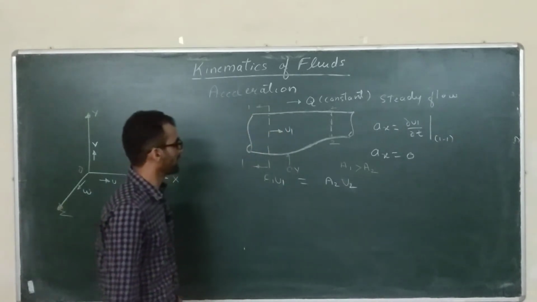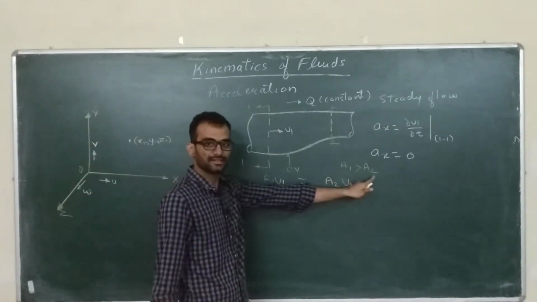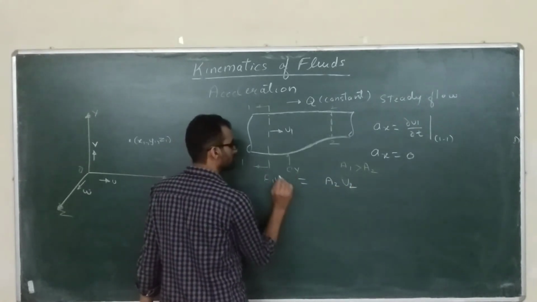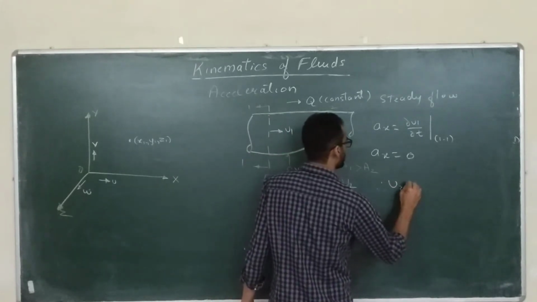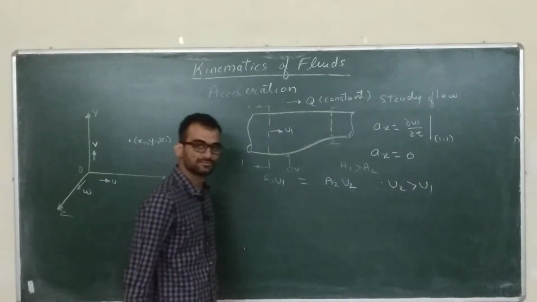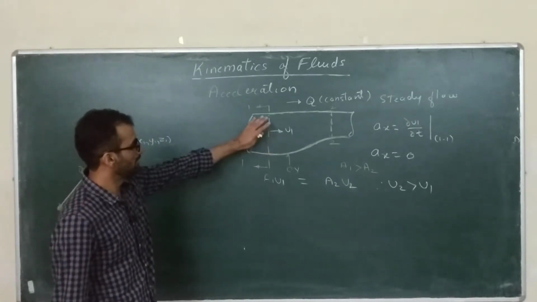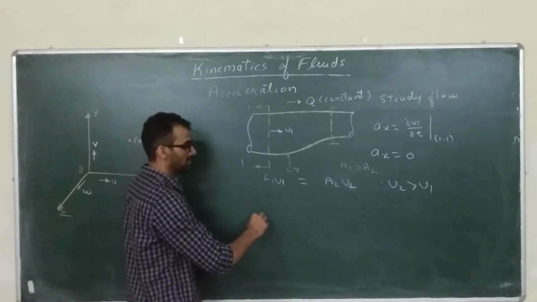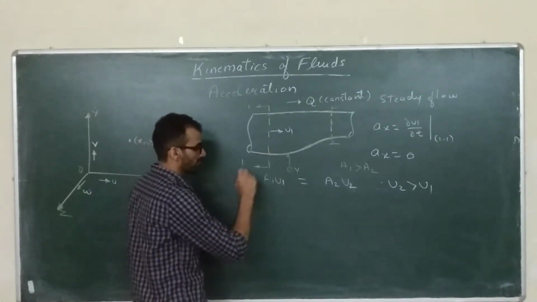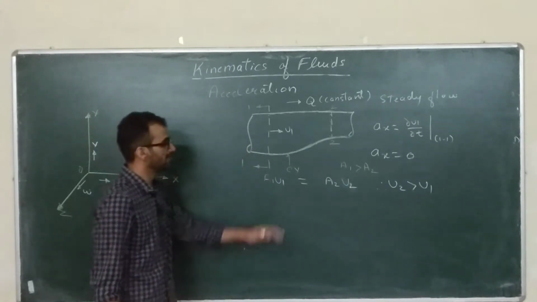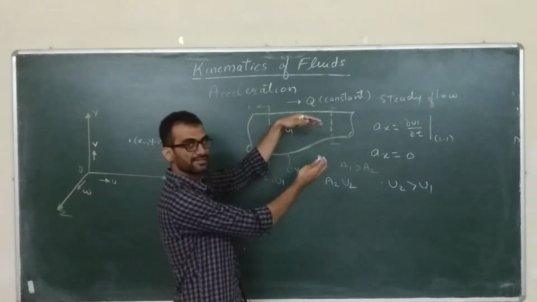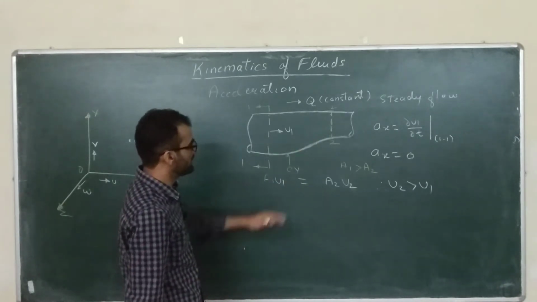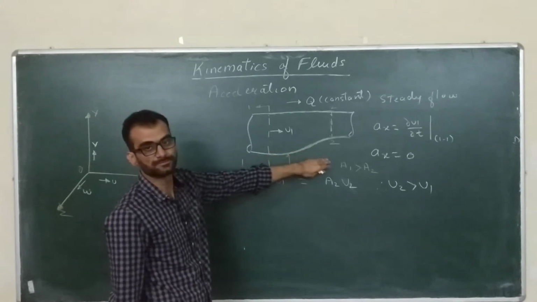Now area A1 is greater than A2. It means what will happen? Therefore U2 will be greater than U1. So what is happening here? In a steady flow, there can be a case in which the flow velocity is increasing. Like in this case, the flow is convected through a contraction, so its velocity is increasing. The flow is convected, clearly we can see. So in this case, the velocities are changing.